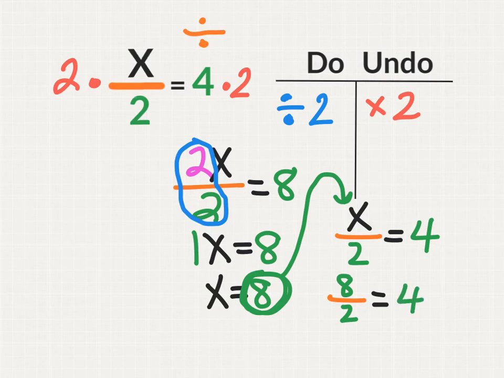8 divided by 2. How many 2's can I fit into 8? 2, 4, 6, 8. 4 of them. So 8 divided by 2 is 4. 4 equals 4. 4 equals 4 is a true statement. Our solution checks, and therefore we know it is correct.